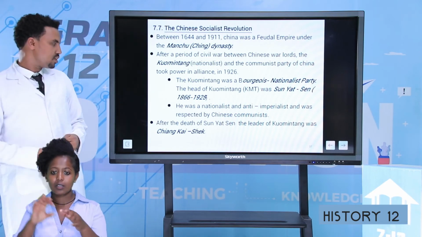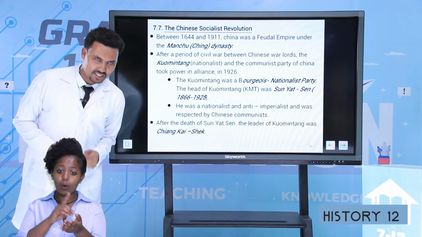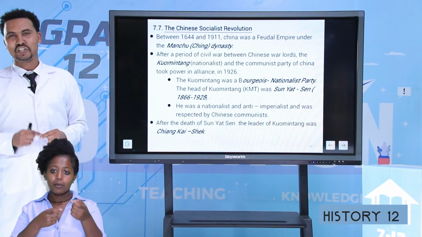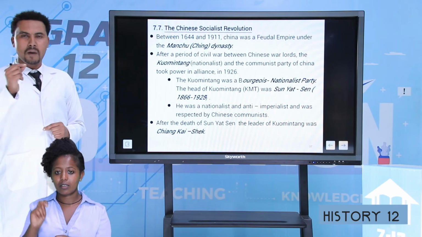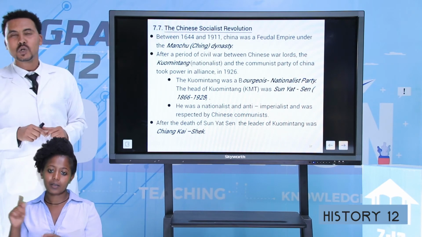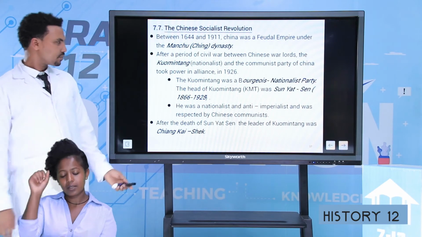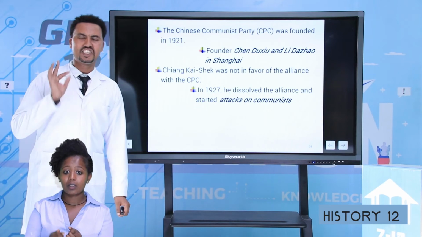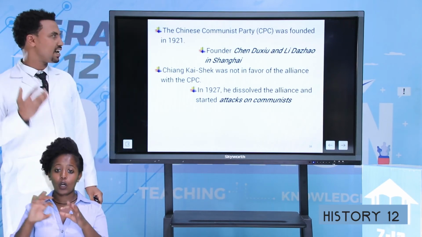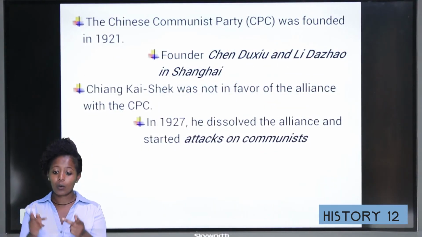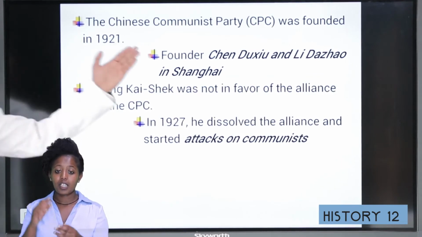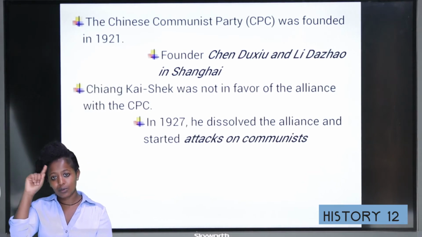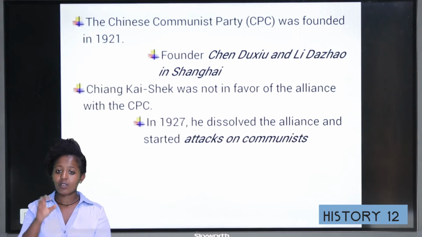After the days of Dr. Sun Yat-sen, the Kuomintang was ruled by Chiang Kai-shek. He took power after Dr. Sun Yat-sen. The other group, the Chinese Communist Party, CPC, the Communist Party of China, was founded in 1921. The founder was Chen Duxiu.